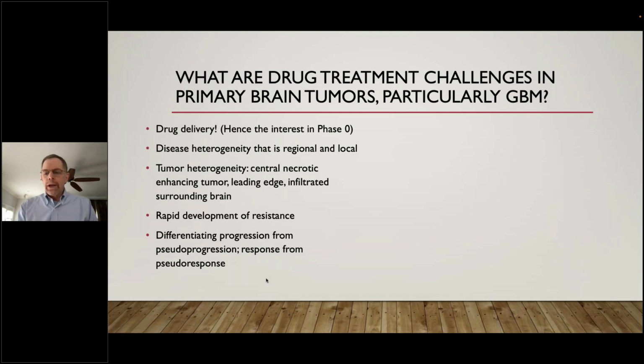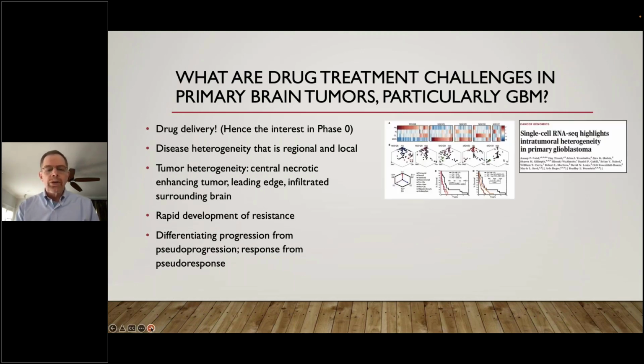I think for many who are listening in, this is probably old news, but what are the drug treatment challenges in primary brain tumors, particularly glioblastoma? Of course, one of the big ones is drug delivery, and that's our interest in the phase 0 concept.